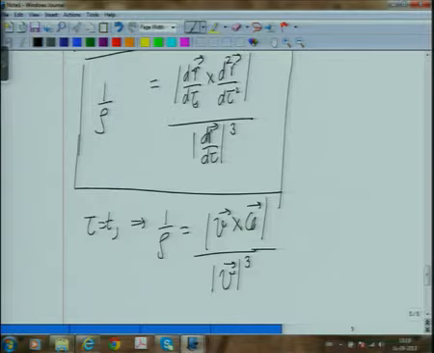So this tells you at any point when a particle is traveling, if you know the velocity vector, not the scalar, and if you know the acceleration vector, then v cross a divided by magnitude of v cube will give you 1 over rho. So you can find radius of curvature using this method.